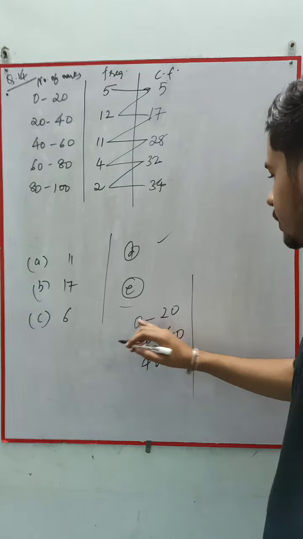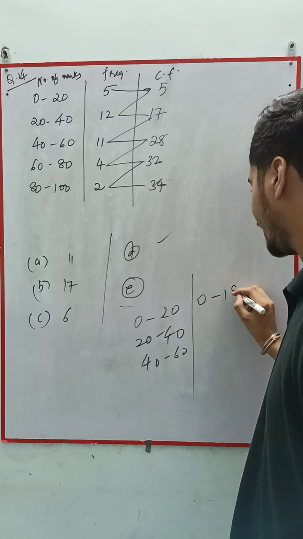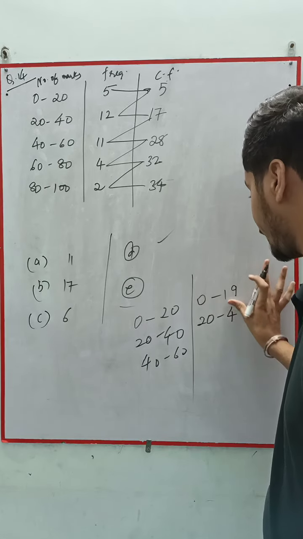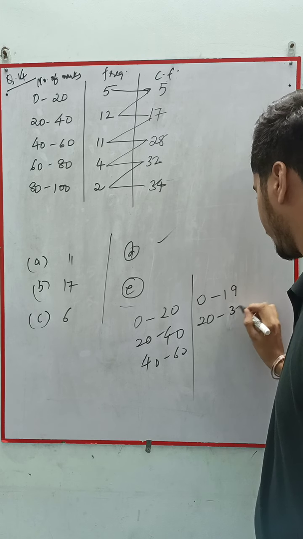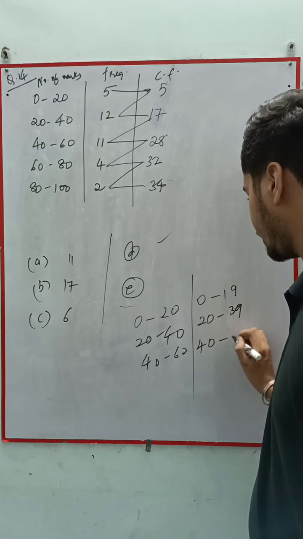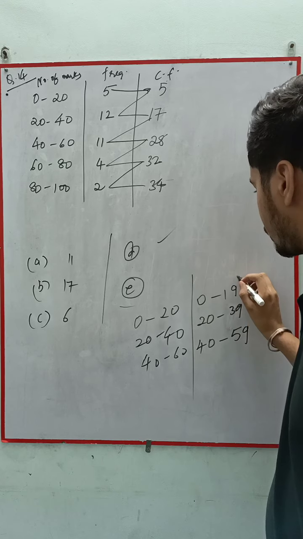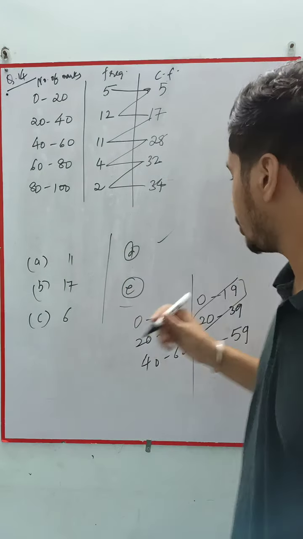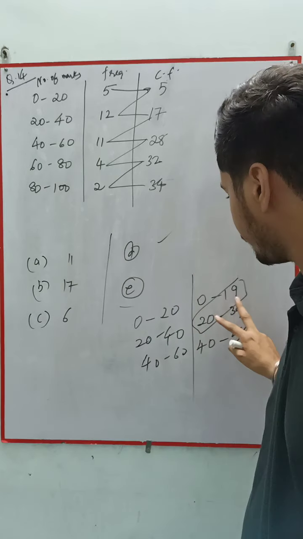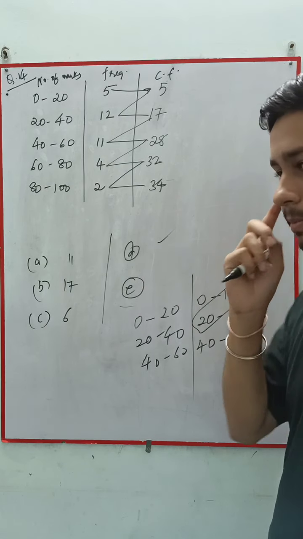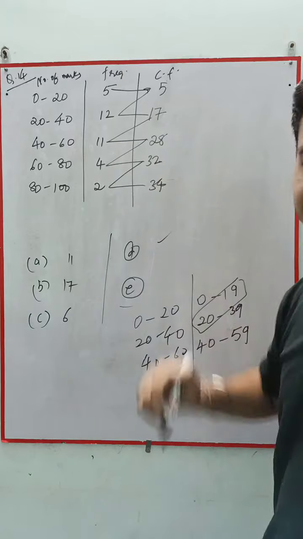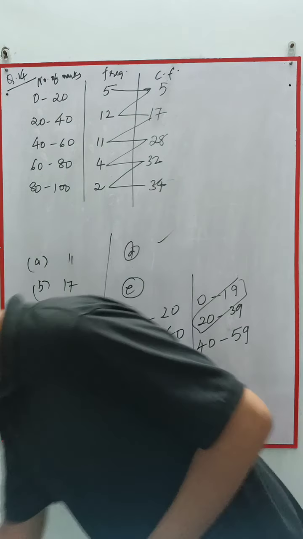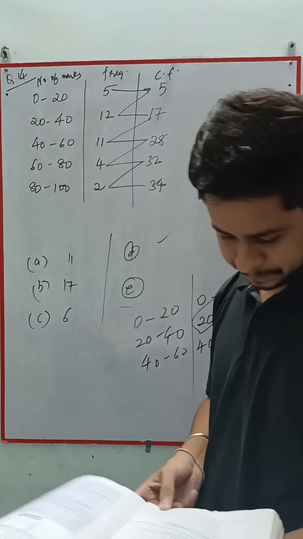So how? 0 to 20 will become 0 to 19. Then the next one will become 20 to 39. Then the next one will become 40 to 59. So there must be a gap to make it a non-overlapping interval. That is how we made the gap. And these will be the intervals, and the following will be the frequency. Okay, so that is how we did question number 14.